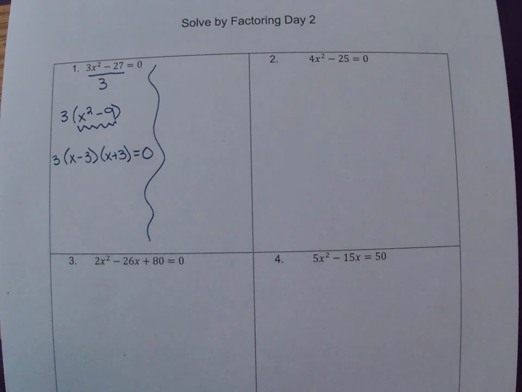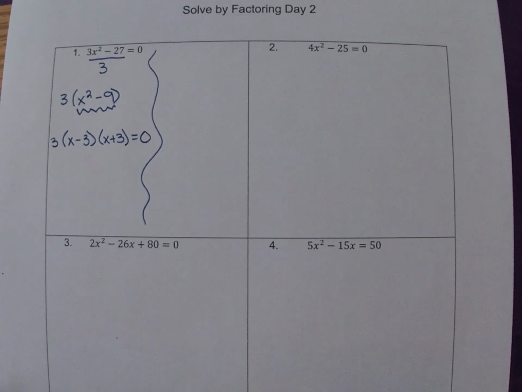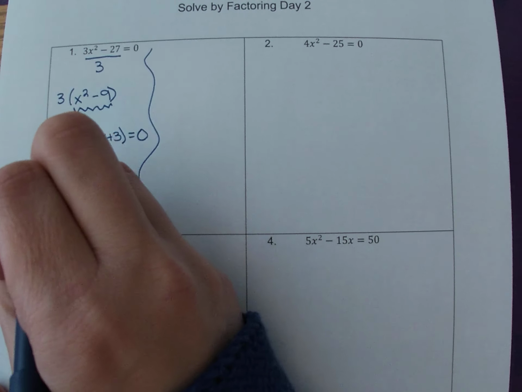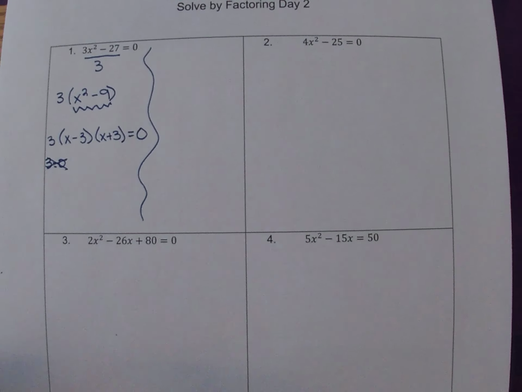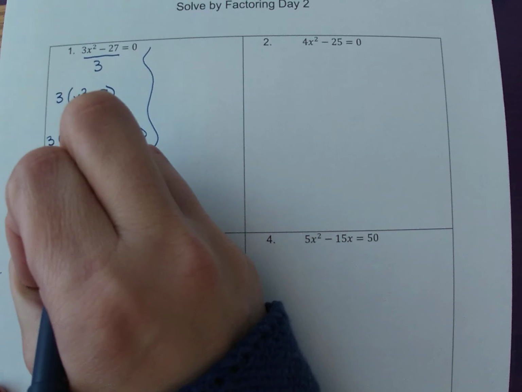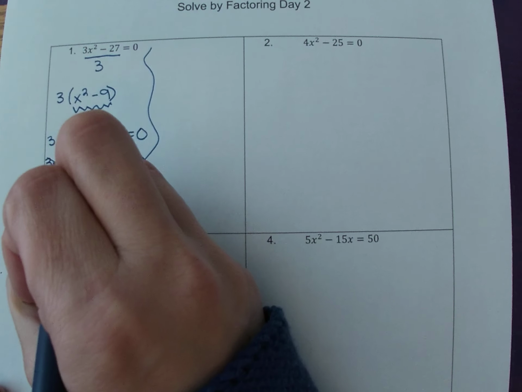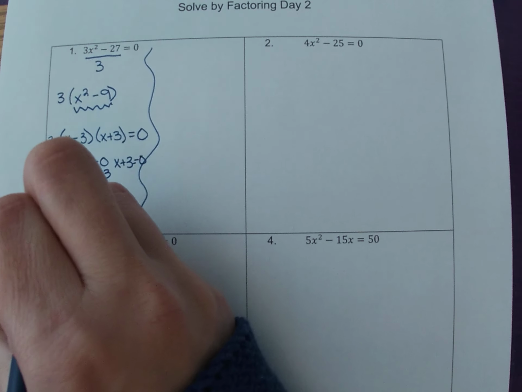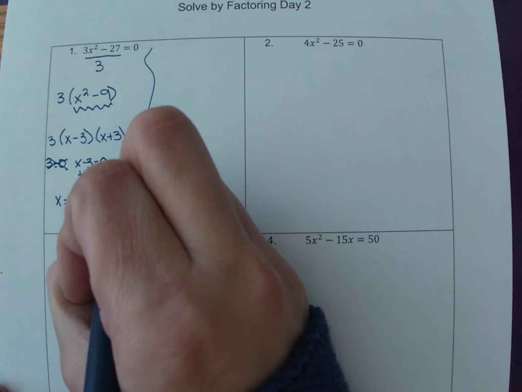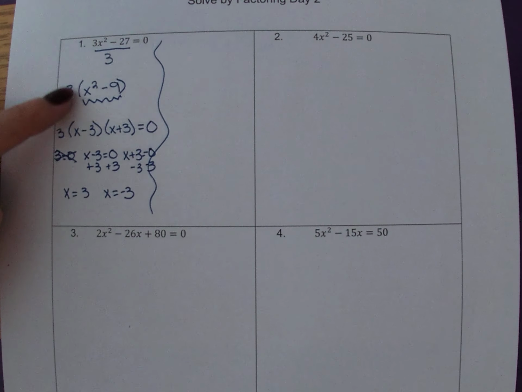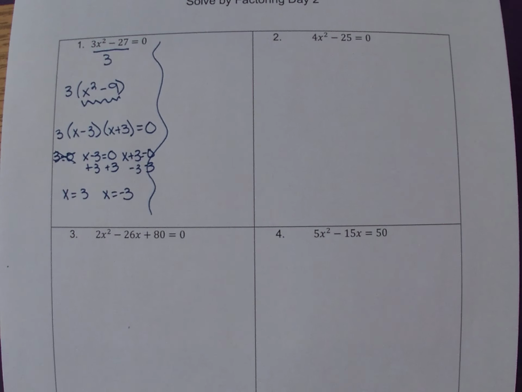So we would set all of the things that are being multiplied together equal to 0. So technically speaking, we're going to set 3 equal to 0, but we know that 3 will never equal 0, so that's just a silly one. We'll say x minus 3 equals 0 and x plus 3 equals 0, and we will solve each of those. This one will give us x equals negative 3. Okay, so if you choose to go the route by factoring, you need to know how to solve it completely.